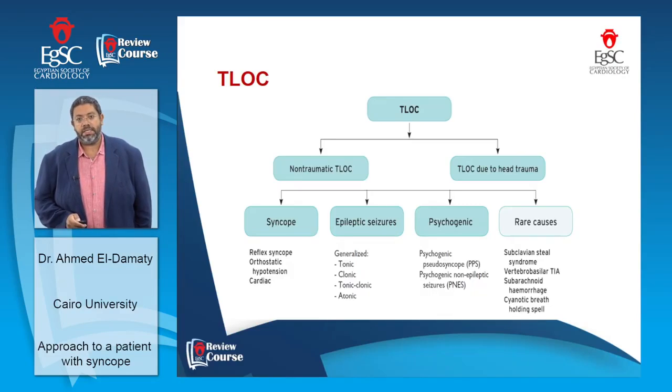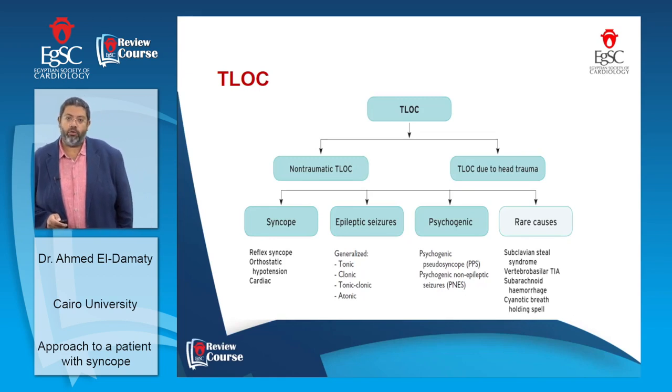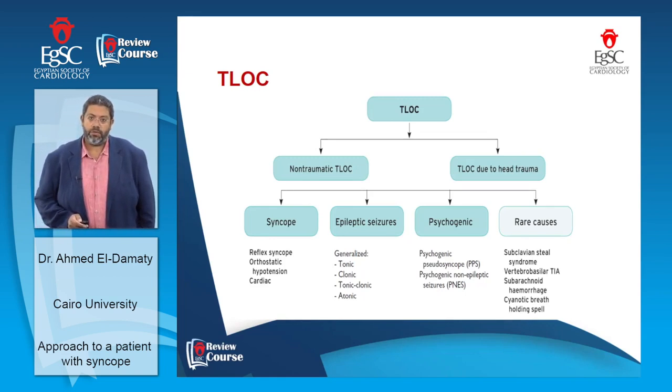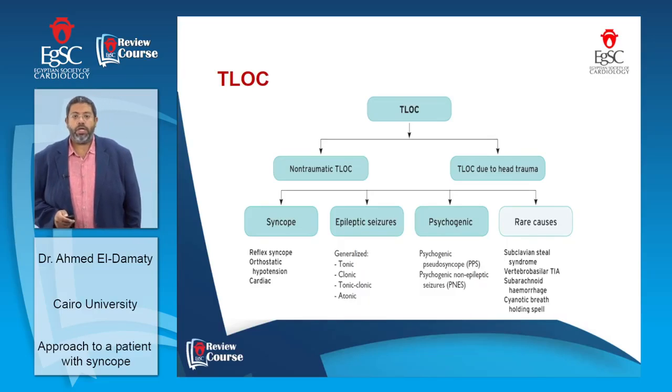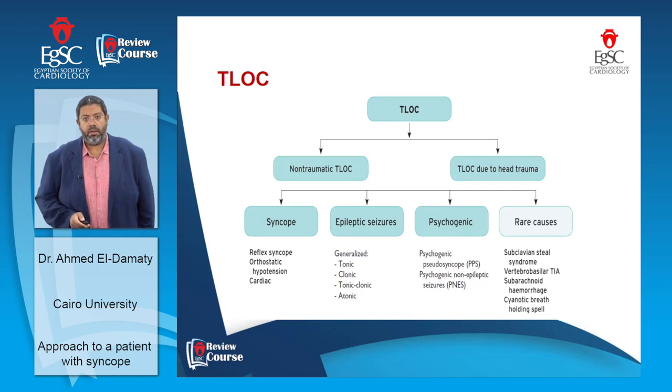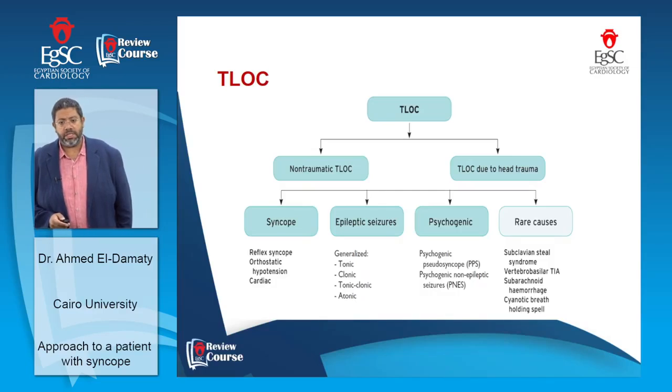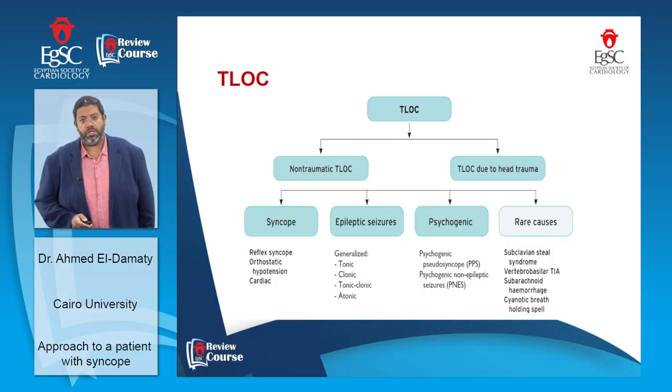Transient loss of consciousness can be categorized into two main categories: non-traumatic transient loss of consciousness and traumatic loss of consciousness. In our context, we're more interested in non-traumatic transient loss of consciousness, which can be categorized into syncope, our interest today, epileptic seizures, psychogenic pseudosyncope, and rare causes including subclavian steal, vertebrovascular insufficiency, subarachnoid hemorrhages, and so forth.